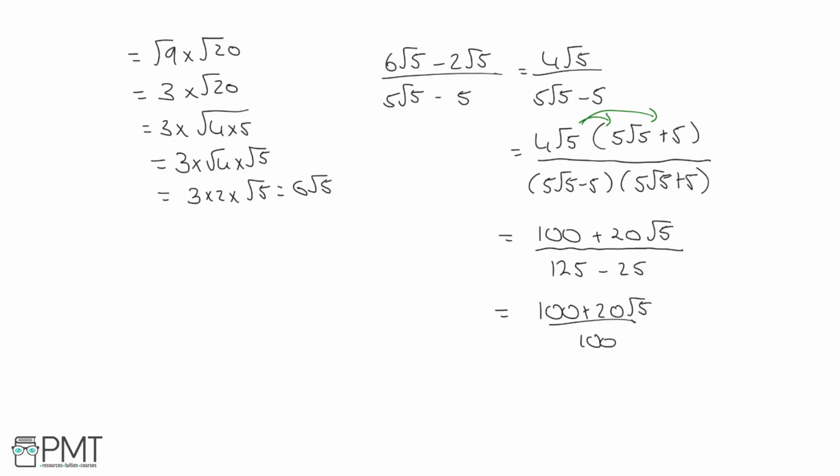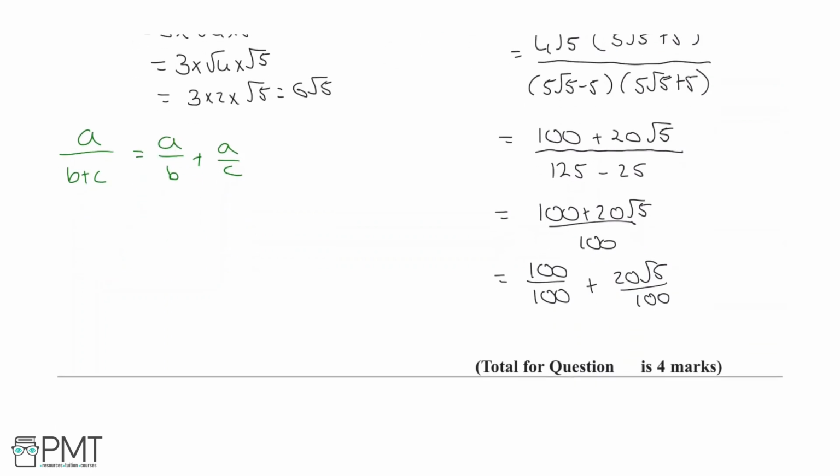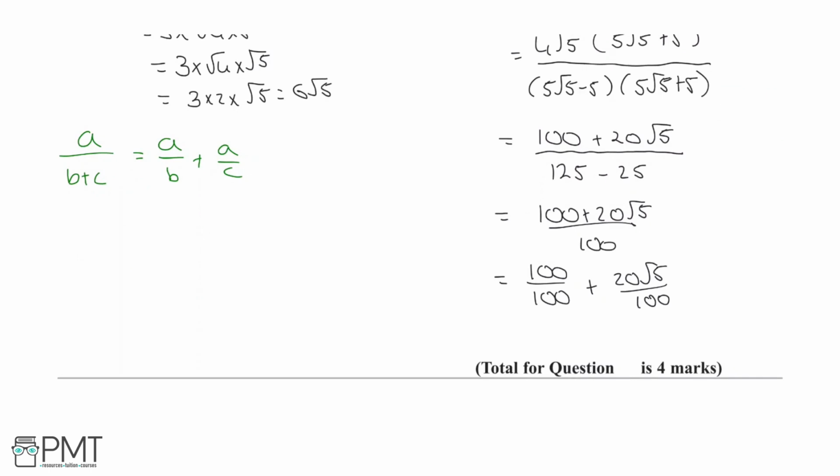Now we're going to use another rule, and that says if we have (a plus c) over b, this equals a over b plus c over b. To split this fraction up into 100 over 100 plus 20 root 5 over 100. 100 over 100 simplifies to 1. 20 over 100, you've got this factor of 10 here, so you end up with 2 over 10, which is a fifth, times root 5. So we have plus root 5 over 5.